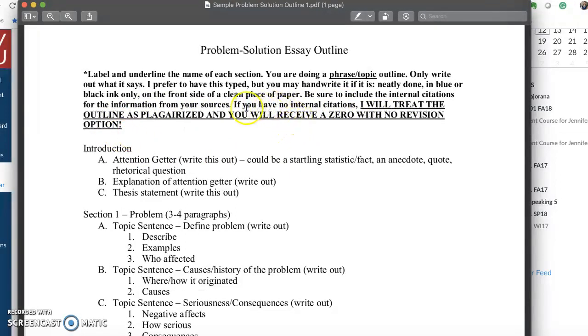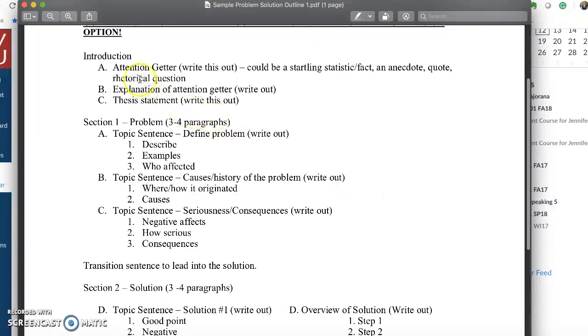So basically, the instructor here is saying that you have to cite the sources where you got these ideas in your outline, not just in your paper. Otherwise, it's still considered plagiarism. Okay, so your introduction, you kind of have a hook or an attention getter, so you can write this one out, and they give you some ideas here about what that could be. Letter B here is kind of an explanation or connecting information, and then letter C is your thesis statement. This could be some background information on the problem or some statistics about how it's affected people.